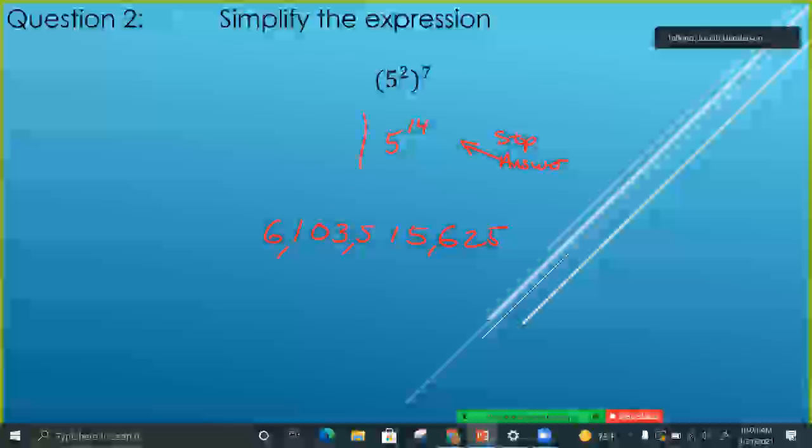So anyways, for tomorrow's test, though, we'll stop here. You'll just simplify the expression as 5 to some power, or a number to some power, the base. Okay, any questions?